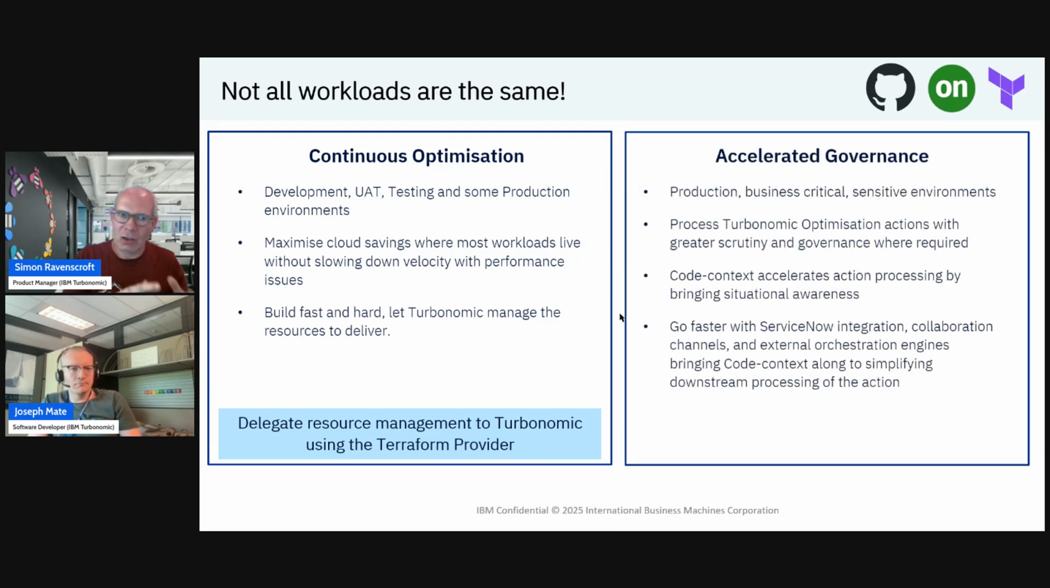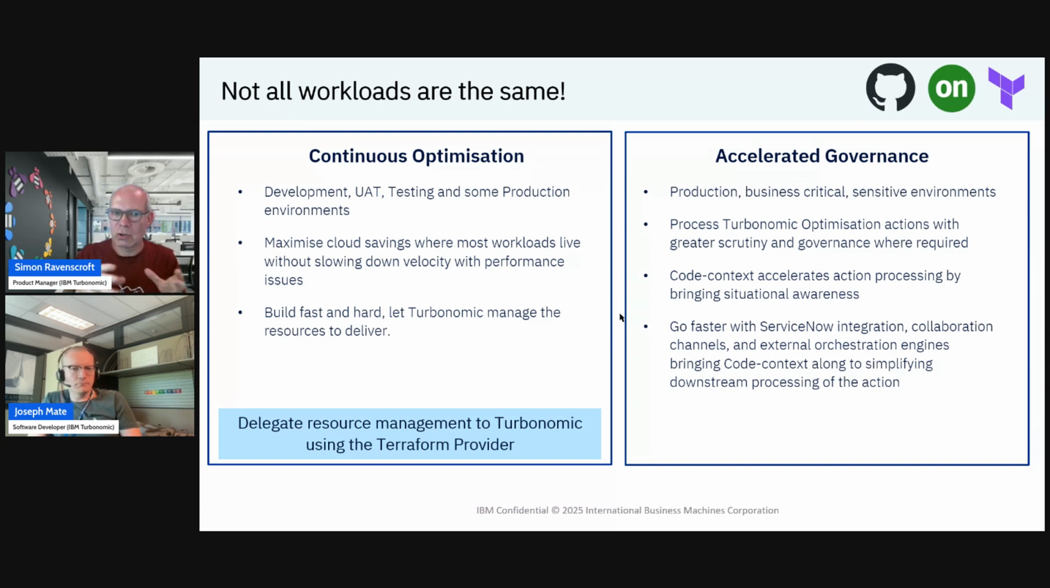Where you can't do that is where you typically need some additional governance. And I've put a label on this and called it accelerated governance. The reason for that is that we have another part of our story with Turbonomic, with HashiCorp Terraform, which is to bring code context into Turbonomic.